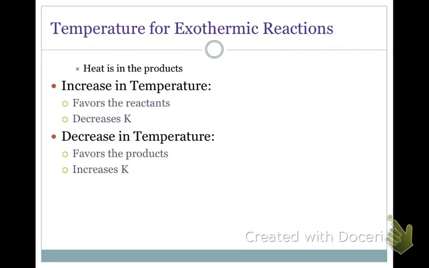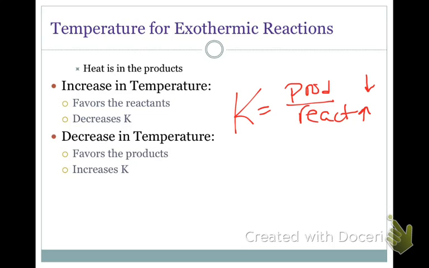This will also decrease the K value because as we looked at in the solving for K equilibrium video, we talked about how K is equal to the concentration of the products over the concentration of the reactants. So if we increase the temperature, the reactants will be increased. So that would go up, this would go down, and that K value would get smaller because there's a larger amount in the reactant side.